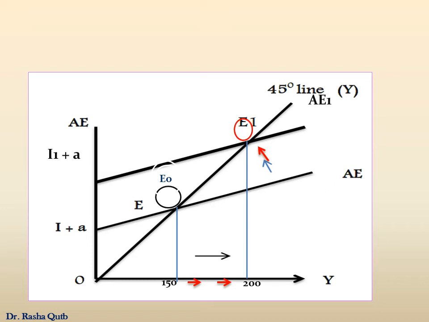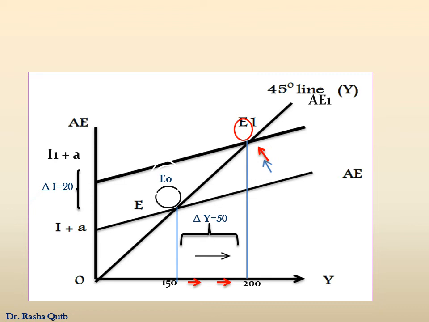Okay, the vertical distance between the old and new aggregate expenditure line represents the change in investment by 20 monetary units. So this change in investment would cause a change in equilibrium national income by 50 monetary units, and the equilibrium national income would increase from 150 to 200 monetary units.